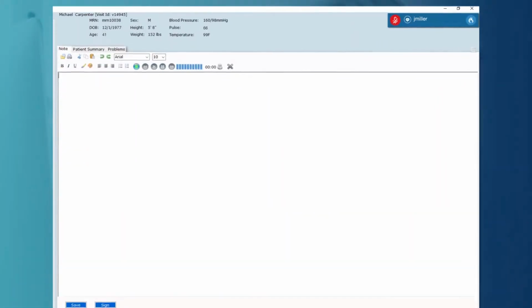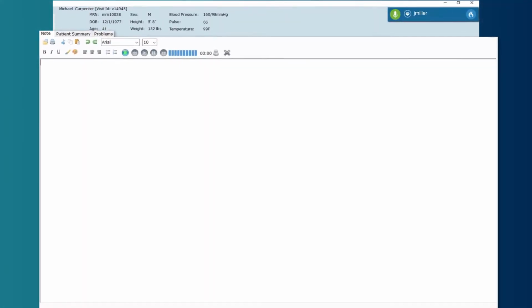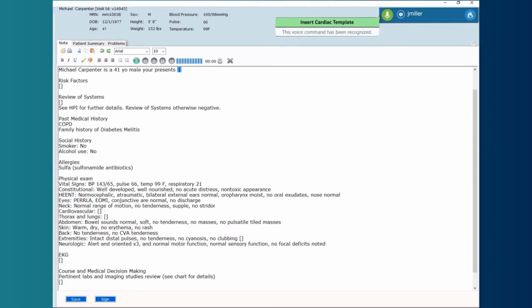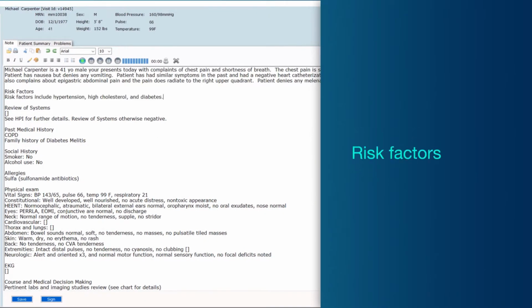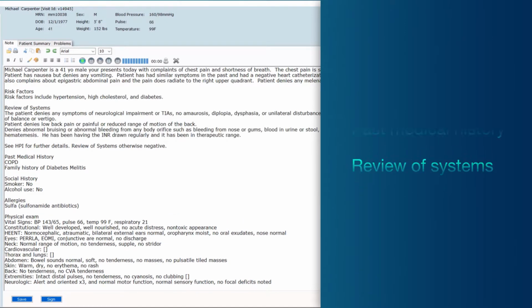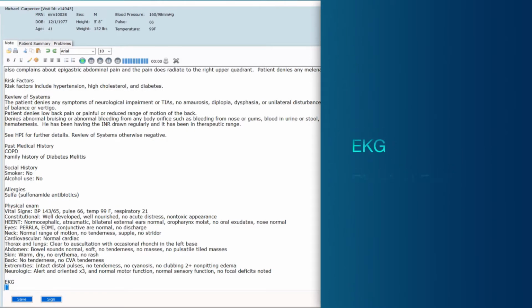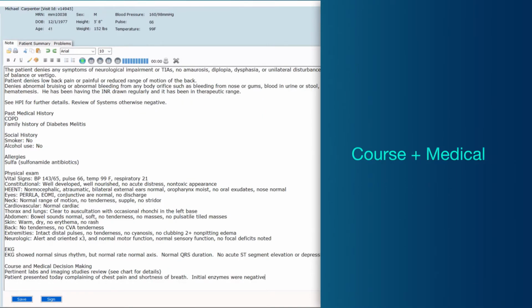She opens the patient chart and places the cursor in the note field, then uses a voice command to insert her cardiac template auto text. Using dictation and auto text, she works through the template documenting the patient's complaints, HPI, risk factors, review of systems, past medical history, social history, allergies, physical exam, EKG, and course and medical decision making.